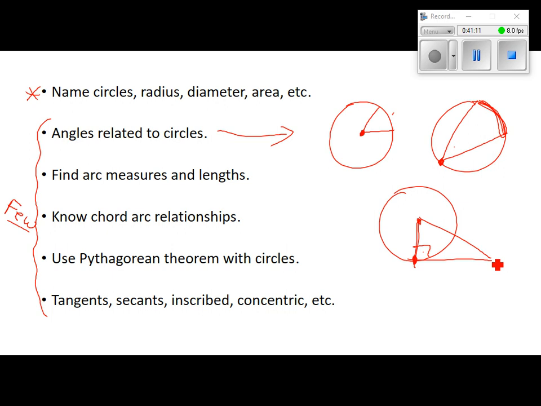So there's 30-some problems on the test. There's probably four or five problems that deal with circles. So about a sixth to a seventh, an eighth of the test, maybe something like that.